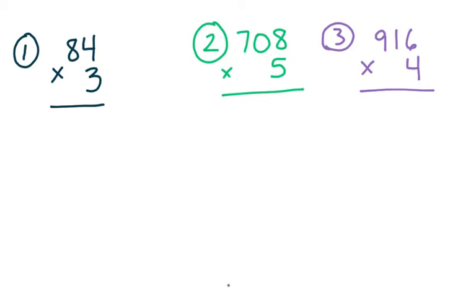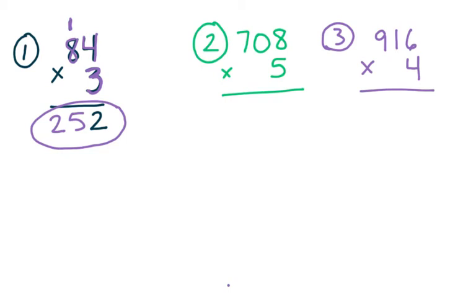If you remember, we're going to go ahead and multiply 3 times 4, which is 12. Put down your 2, carry your 1. Now we'll go ahead and multiply 3 times 8, which is really 3 times 80. 3 times 8 is 24, and add in the 1, 25. So the solution to 84 times 3 is 252.